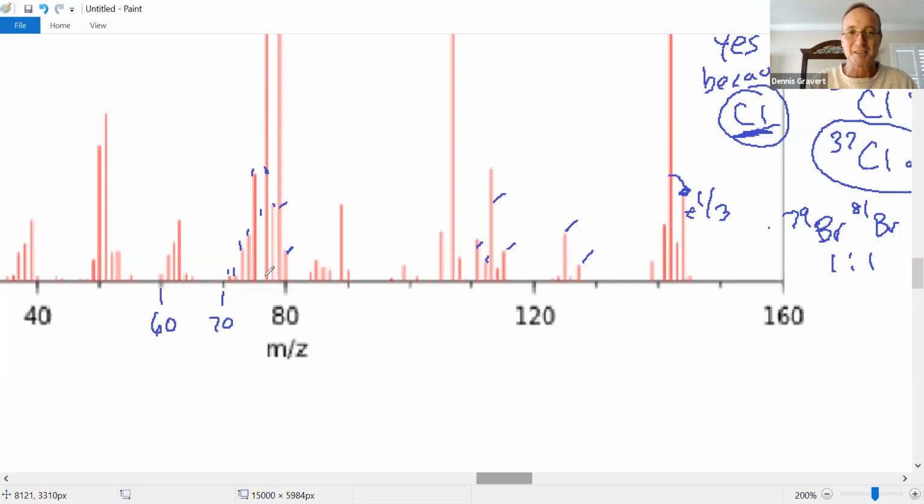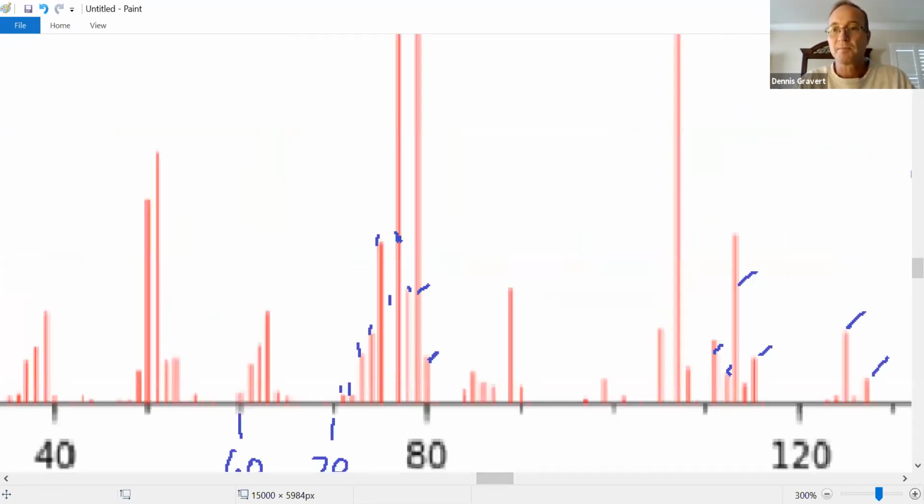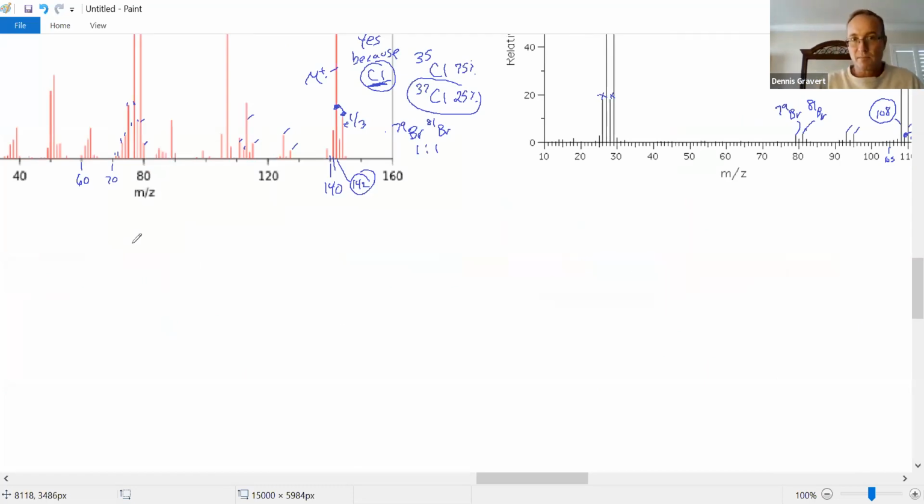This gap is 2 mass units apart. These individual peaks are separated by 1 mass unit, as are these. So from here to there, that looks like 1 mass unit. So what's this value? That's halfway between here, that's 140. So this is 141, and my parent peak is at 142, right? I'm saying that's the parent. This one is the M plus dot peak at 142. Okay, so 142 with a chlorine.